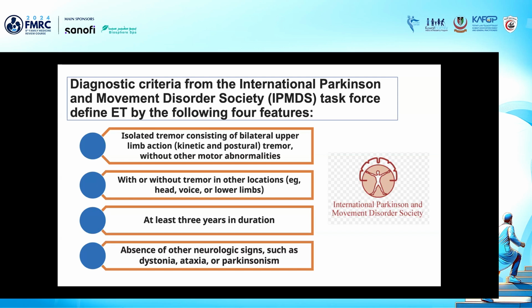And it should be at least 3 years in duration. And of course, you should make sure that there is absence of other neurological signs such as dystonia, ataxia, or Parkinsonism. If these 4 features are present, then you can diagnose essential tremor.